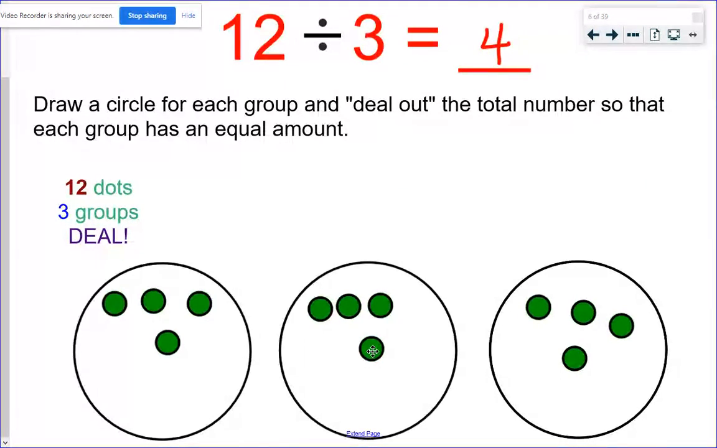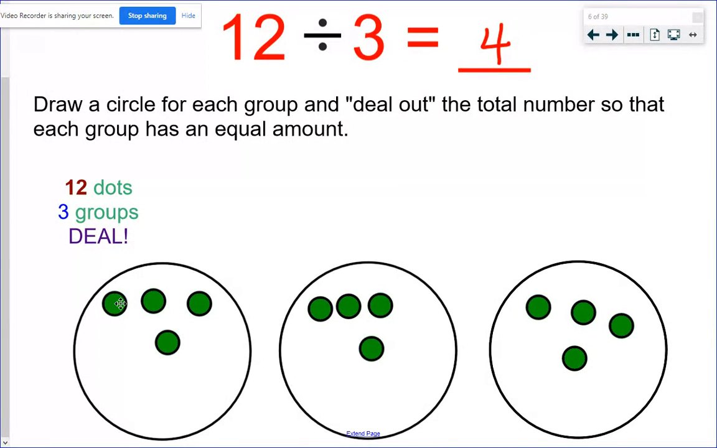So after you're finished, each group has the same amount. You don't need to count each group, because if you've dealt it out correctly, you should just have to look at the first group to see how many each group got. 1, 2, 3, 4. So 12 divided by 3 equals 4.